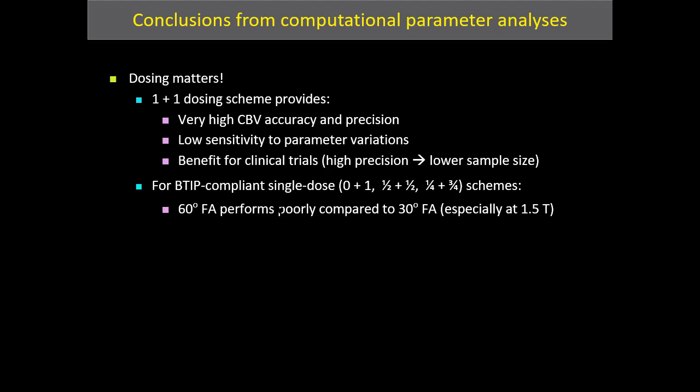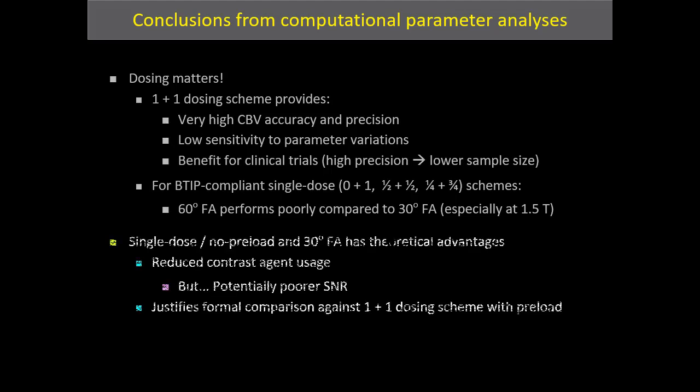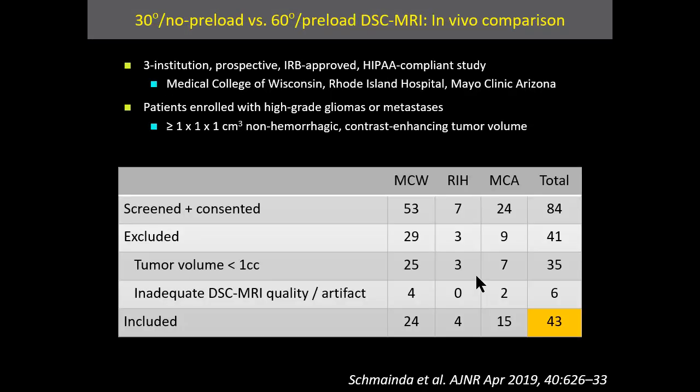For BTIP-compliant single dose contrast administration, the intermediate flip angle performed rather poorly compared to a low flip angle acquisition. The single dose, no preload 30-degree flip angle scheme has theoretical advantages, including reduced contrast agent usage, but potentially poorer signal to noise, and this justified a formal comparison of these techniques. So we performed such a comparison.